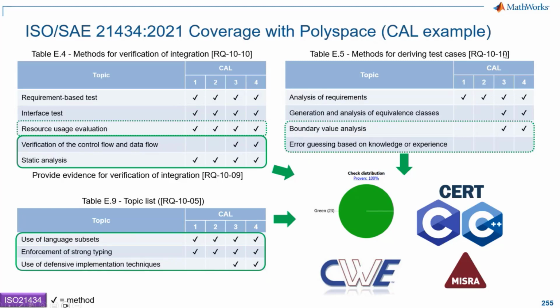You see, for example, this requirement as a topic list, and using Polyspace, enforcing of strong typing. We know that this is MISRA, for example. Then verification of control flow and data flow. We know that is for the highest level. That's again a check that can be achieved using Polyspace Code Prover. Yeah, and so on.